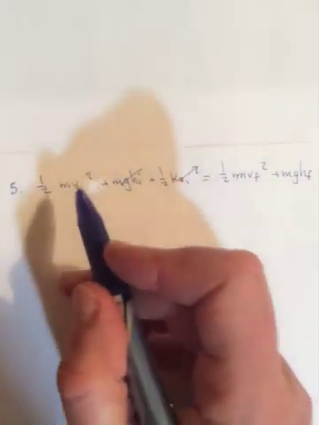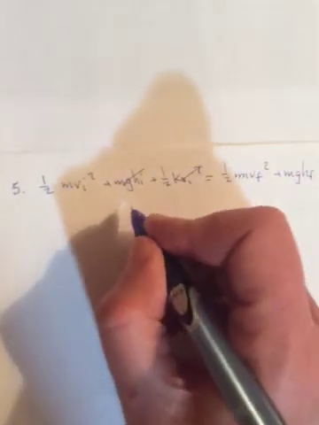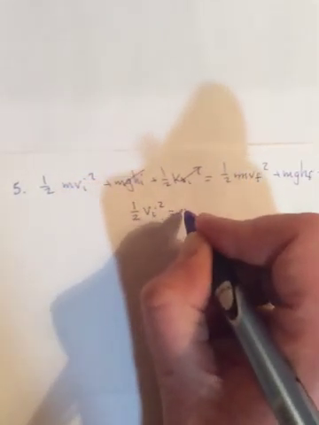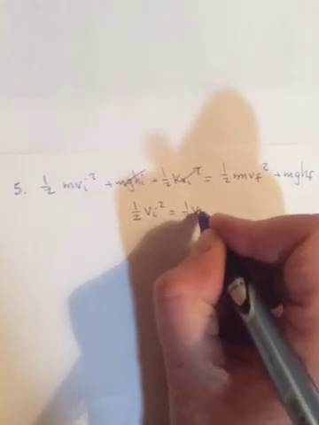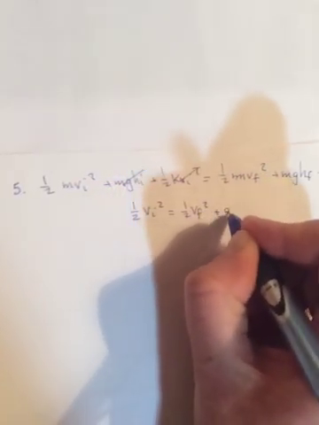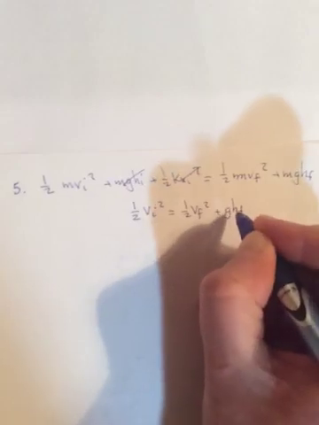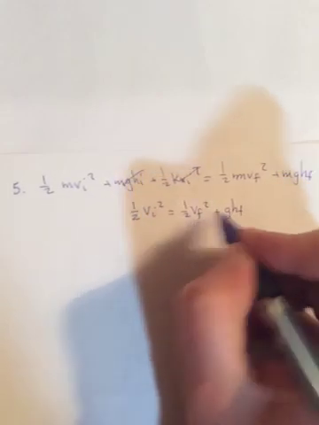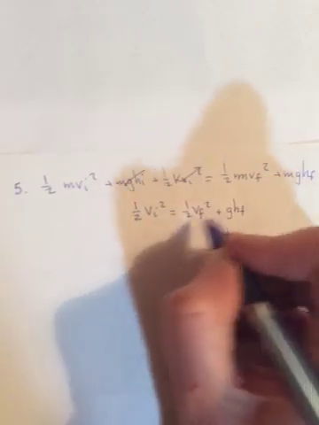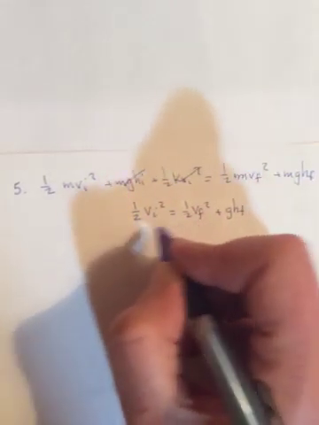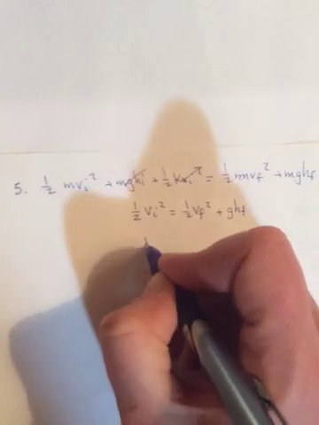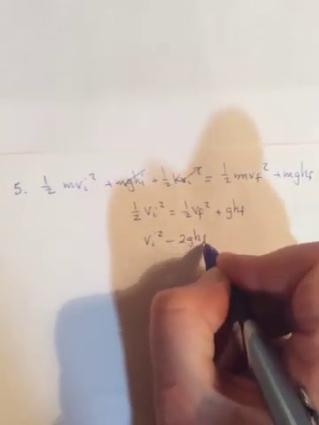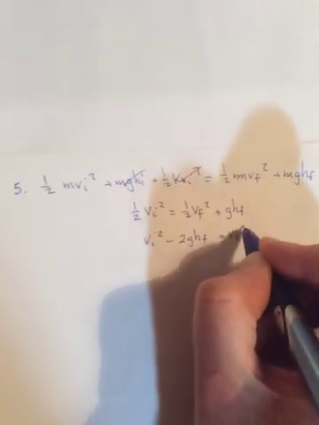Okay, and again, there's an m in each of the three terms that are left, so we're left with 1/2 v initial squared is equal to 1/2 v final squared plus g h final. And it's asking you to find how fast it's going up there, so we're looking for v final. So bring your g h final over and multiply everything by 2. So it'll be v initial squared minus 2 g h final is equal to v final squared.